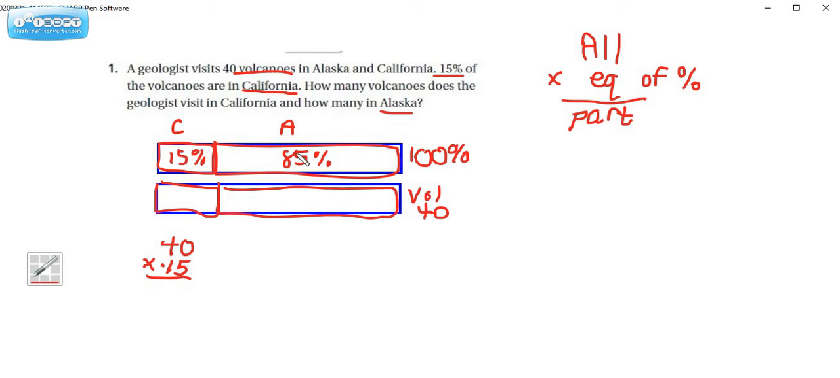And over here, if we're going to do the same thing and find this number right here, which is how many volcanoes are in Alaska, so I'm just going to put a V for volcanoes, we would take the all of it number and multiply it by the decimal equivalent of this. So if we move this 2 to the left, remember this is equal to 0.85. And let's write the 0.85 down here. And if we multiplied that, that would give us the number that we need here.